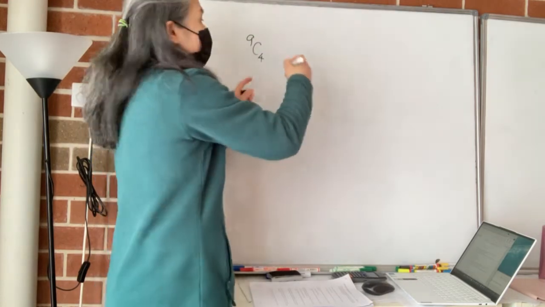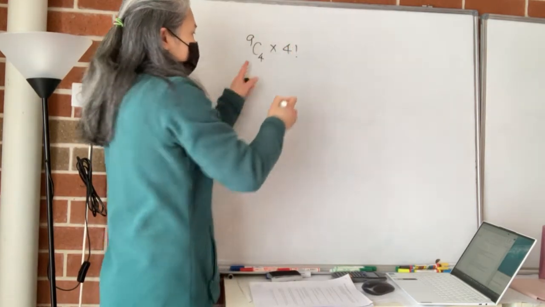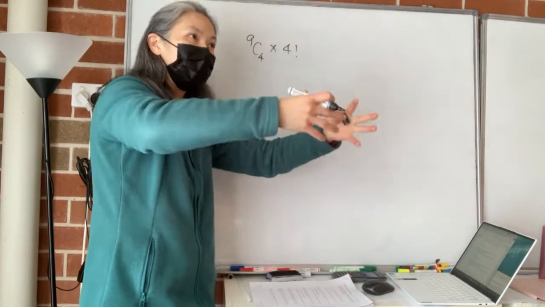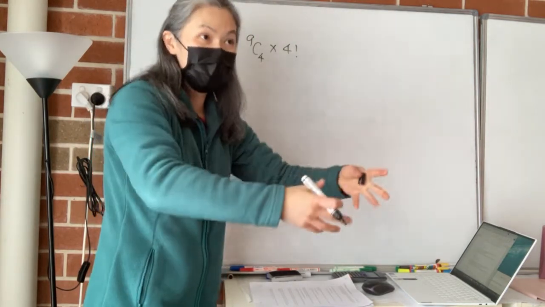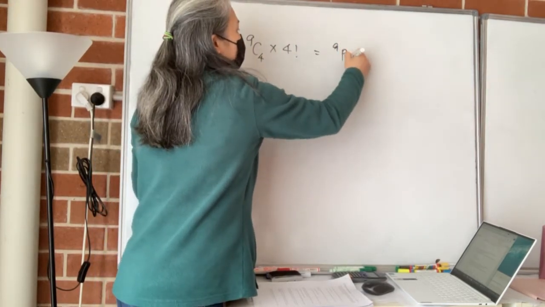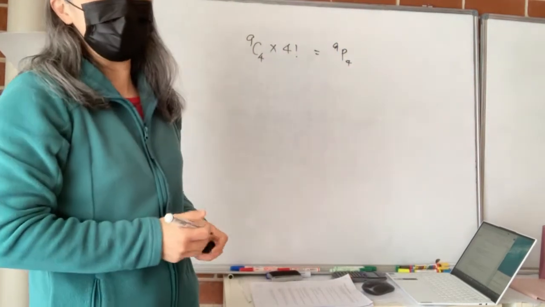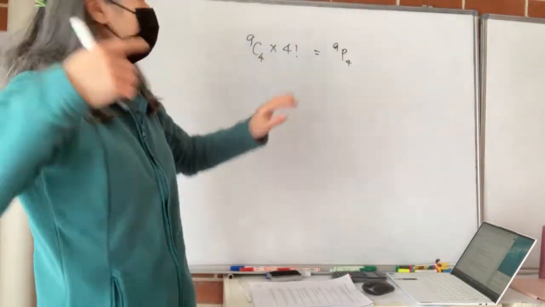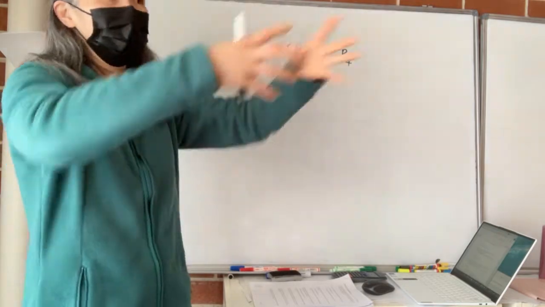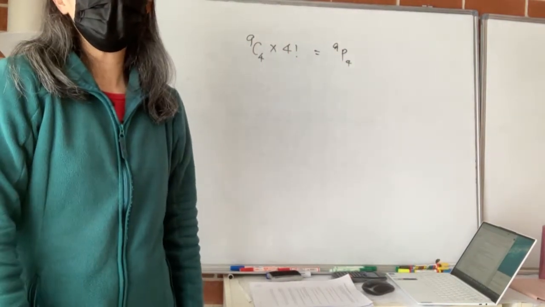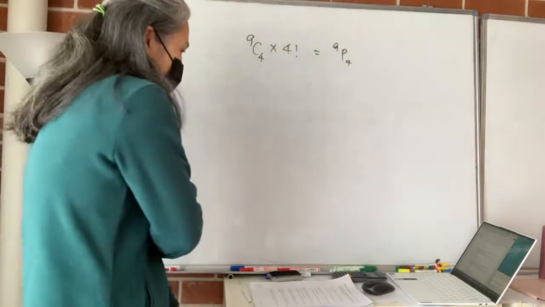If I say 9C4 times 4 factorial, you can think of this as 9C4: you pick 4 out of 9, and then you arrange them. This is equal to 9P4. This is the only difference. If you do the P, you do it in one process. If you're using the C, you take, then arrange. Make sense, right?